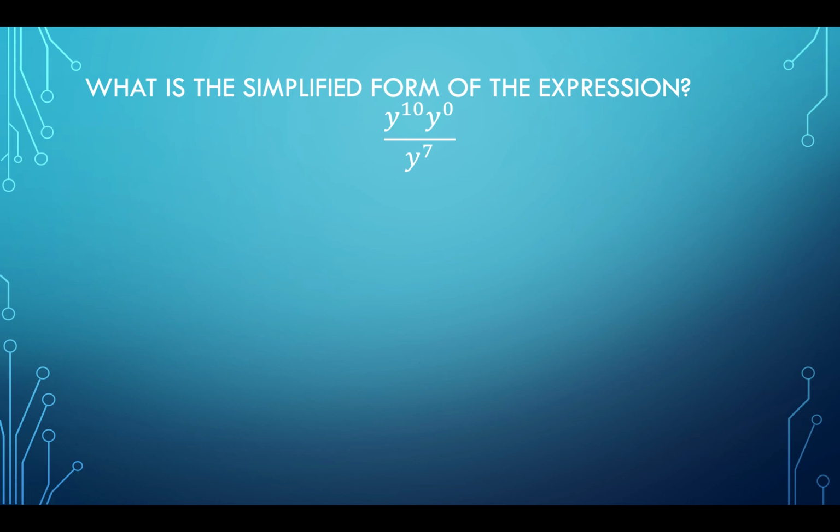What is the simplified form of the following expression? y to the 10 times y to the 0, all divided by y to the 7. First thing you should do is, because we're multiplying y to the 10 times y to the 0, add the 10 plus 0, so we're left with y to the 10 plus 0, all over y to the 7th. 10 plus 0 gives us 10, so we're left with y to the 10 over y to the 7. So we do y to the 10 minus 7. 10 minus 7 gives us 3, so your final answer is y to the 3rd.